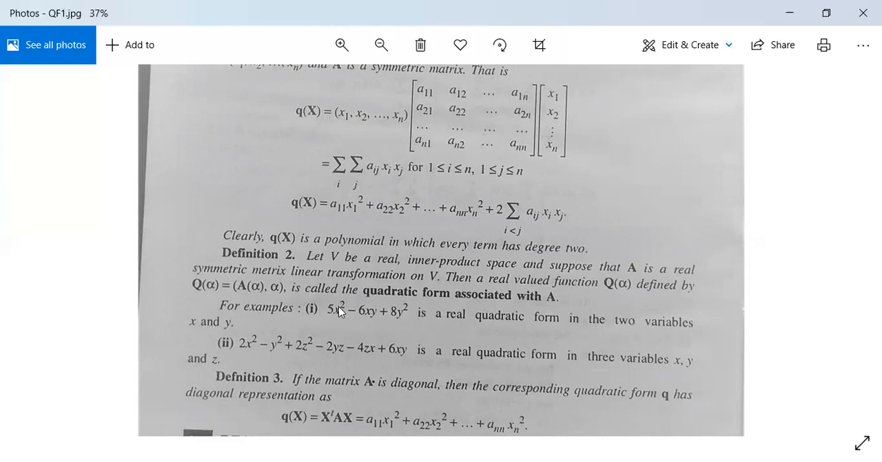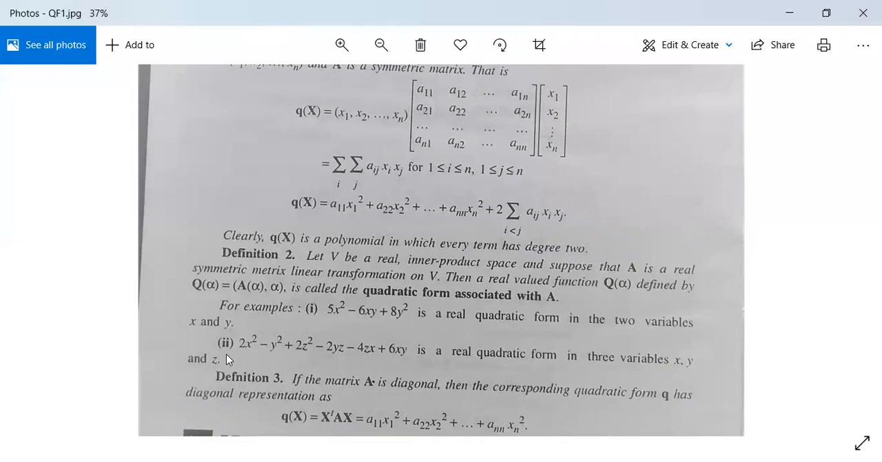For example, 5x square minus 6xy plus 8y square, it is a real quadratic form in the two variables x and y. See here, we have the coefficients as 5, minus 6, and 8. All of them are real numbers. And we have the variables x and y, only two variables. That is why quadratic form in two variables, but real quadratic form.